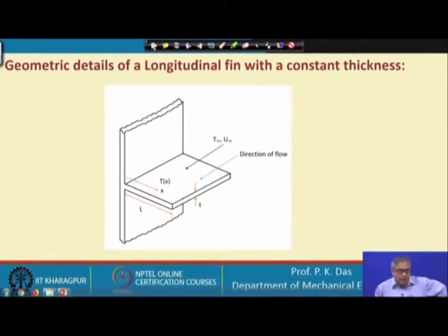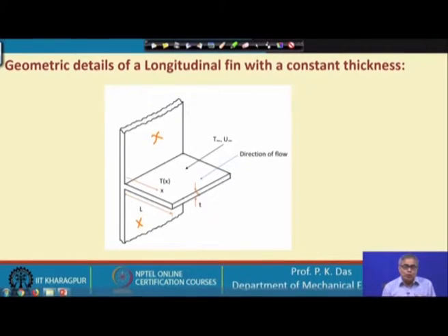Here I have shown a longitudinal fin with constant thickness. Let me again try to show a few things. This is your primary surface. On the primary surface I have put a longitudinal fin. You can see that the cross section of this fin is constant, that means the thickness of the fin is constant.